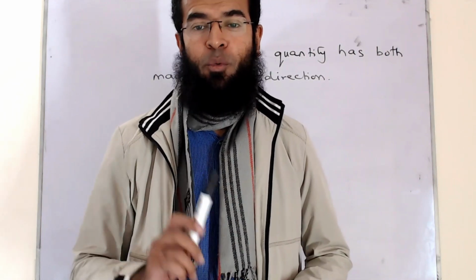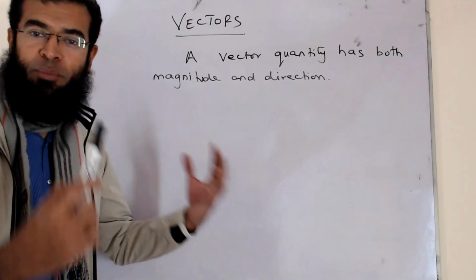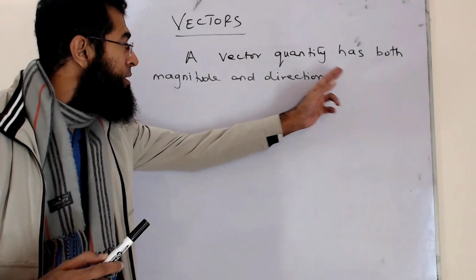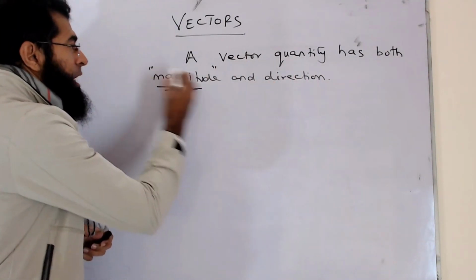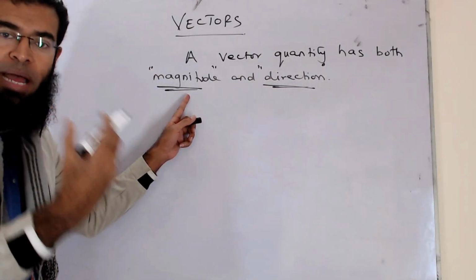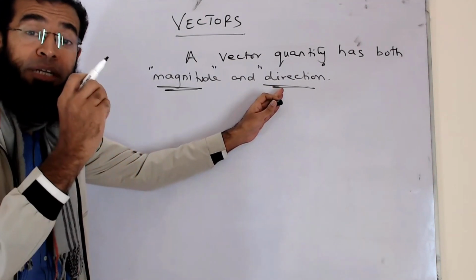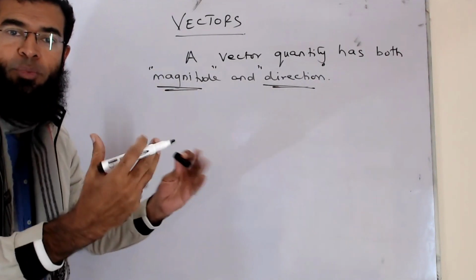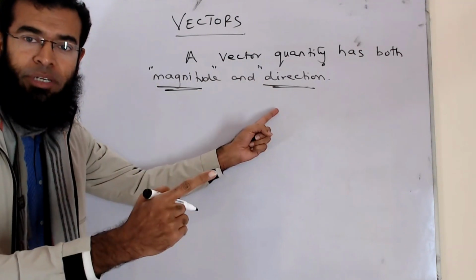Let's discuss vectors. So first thing, what is a vector? A vector quantity has both magnitude and direction, right? So in vectors, obviously we will be discussing the magnitude, but we should be very careful about the direction of that vector as well, because a vector quantity is one in which we have magnitude with direction, right?